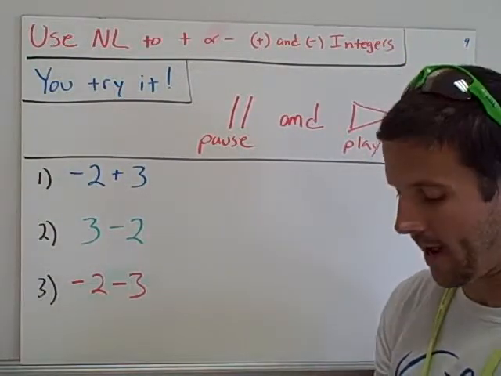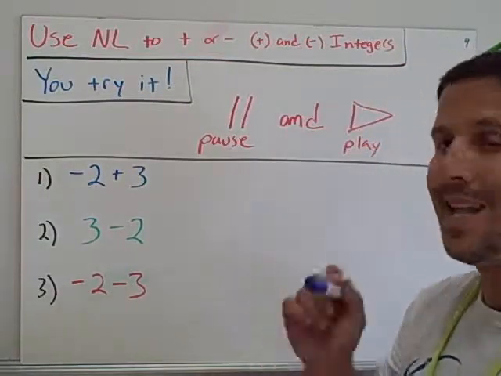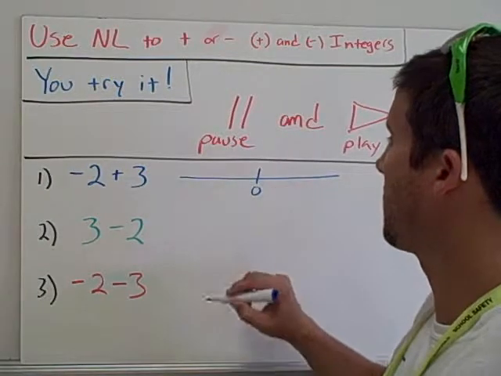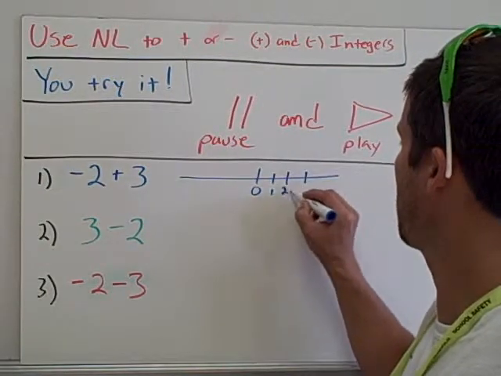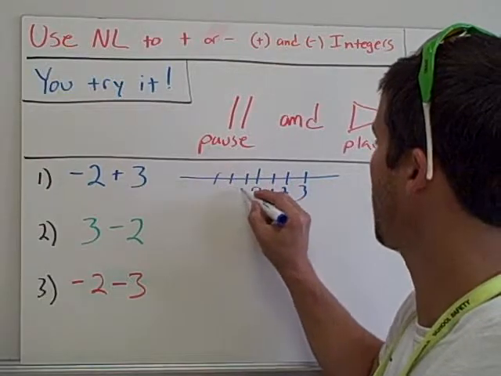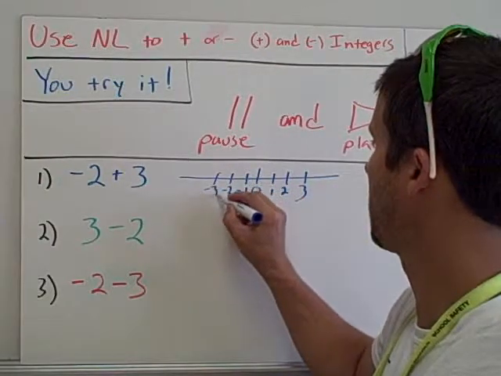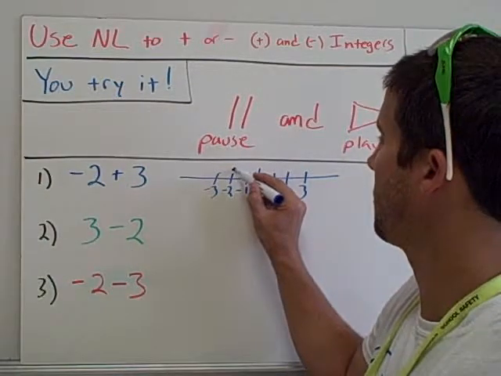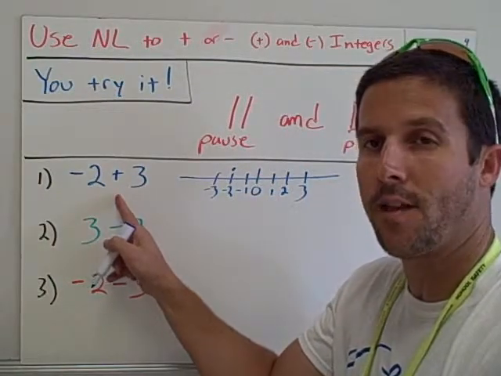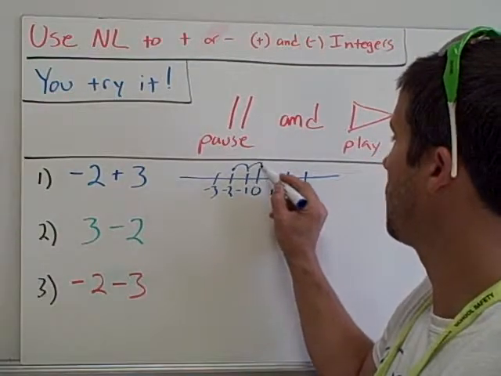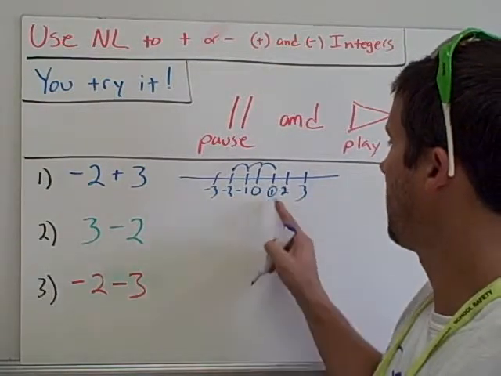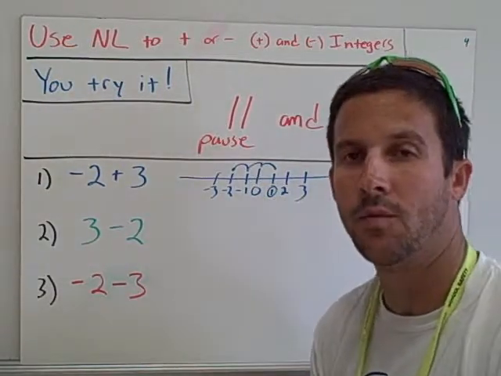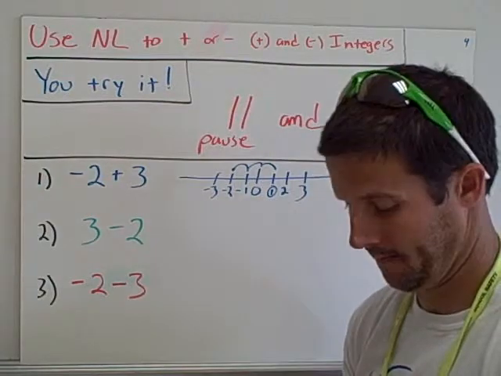Alright, and welcome back. Hopefully you hit pause and worked out these problems. Let's check your answers. I'm going to quickly draw a number line. 0 in the middle, 1, 2, 3, negative 1, 2, 3. This tells me to start at negative 2. So I'm going to start it here at negative 2. I'm going to go to the positive side 3 times. 1, 2, 3. I end up at 1, so my answer is positive 1, or just 1.